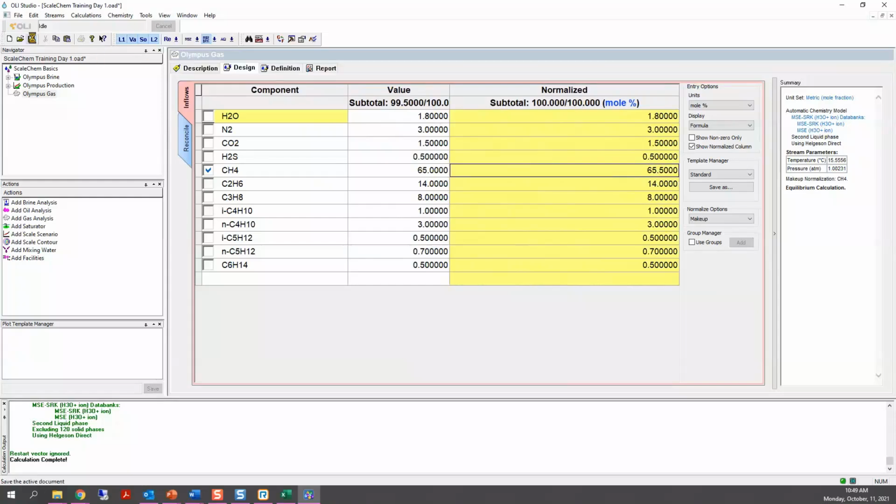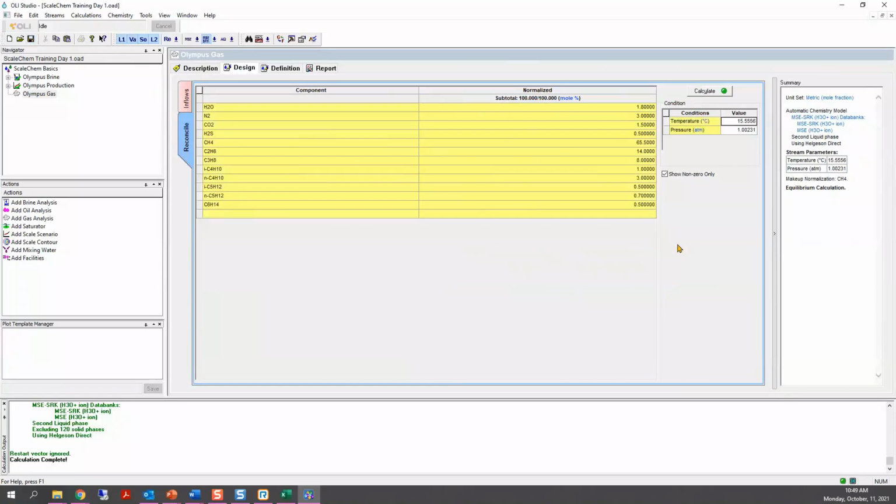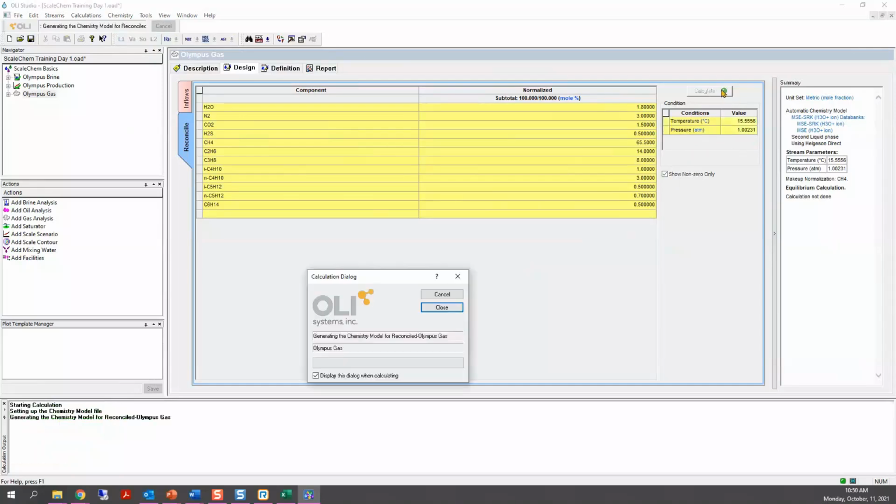Okay, let's save. The next step is to calculate the properties of this gas, just as we did with the brine. So we go to the reconcile, and in here, how do you save it? Here, in the save icon. So then we calculate the properties of this. These are by default the stock gas conditions. So it's 15 degrees C and 1 bar. And then we go ahead and calculate.